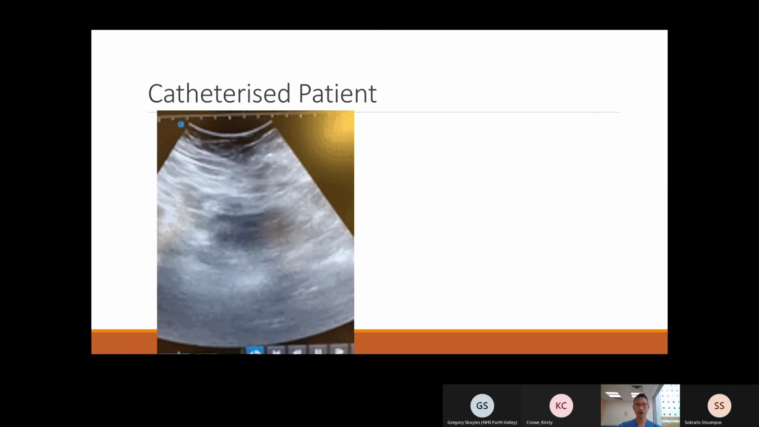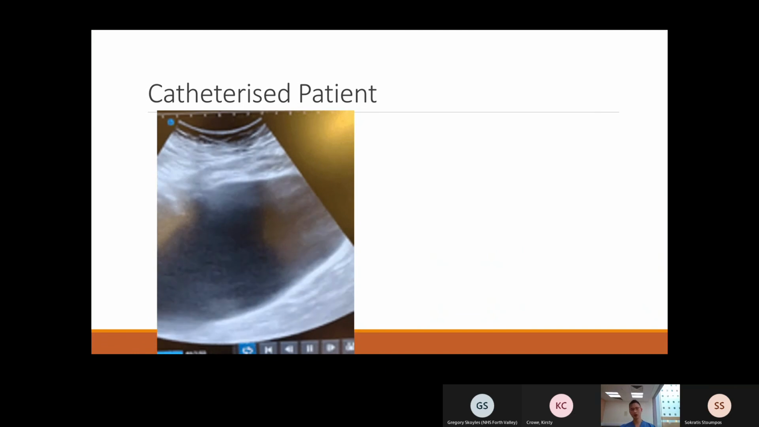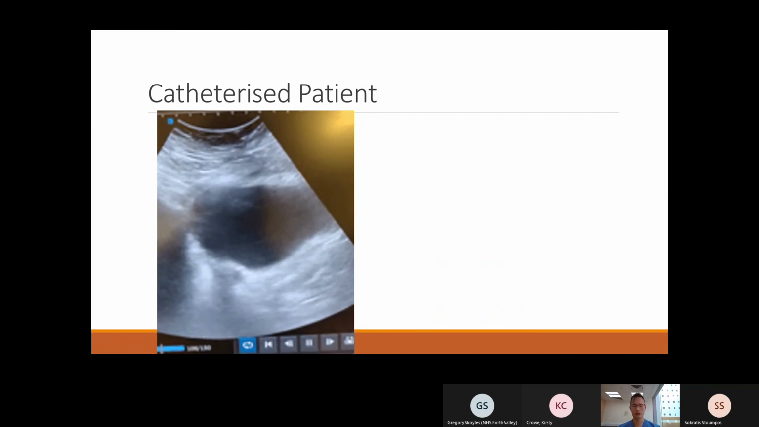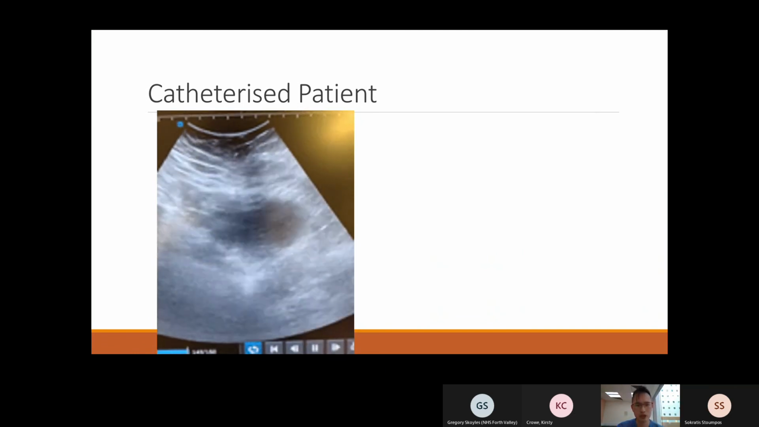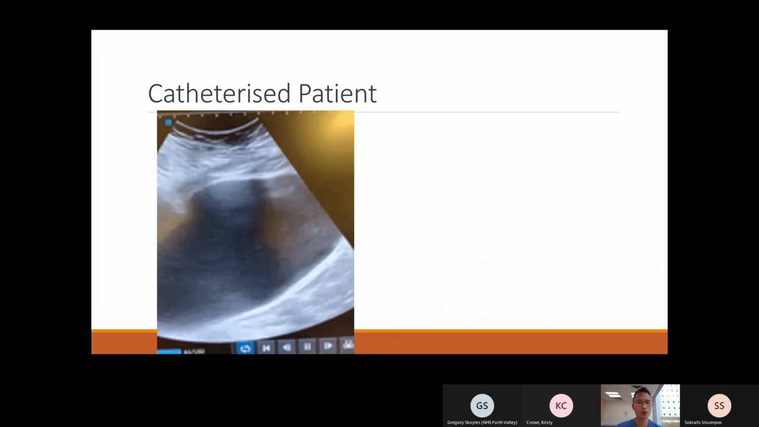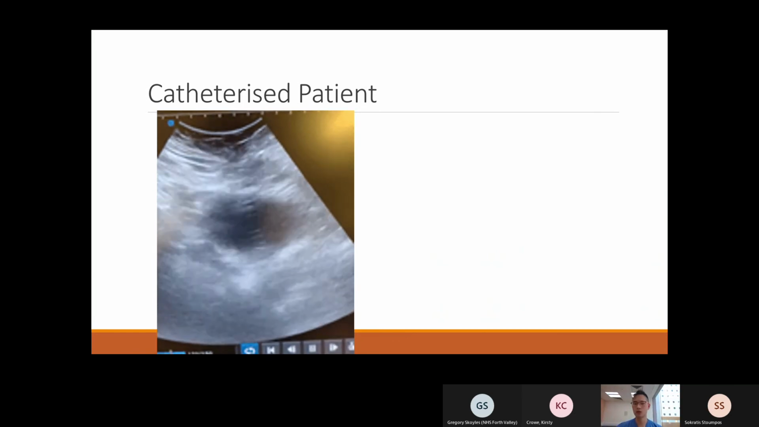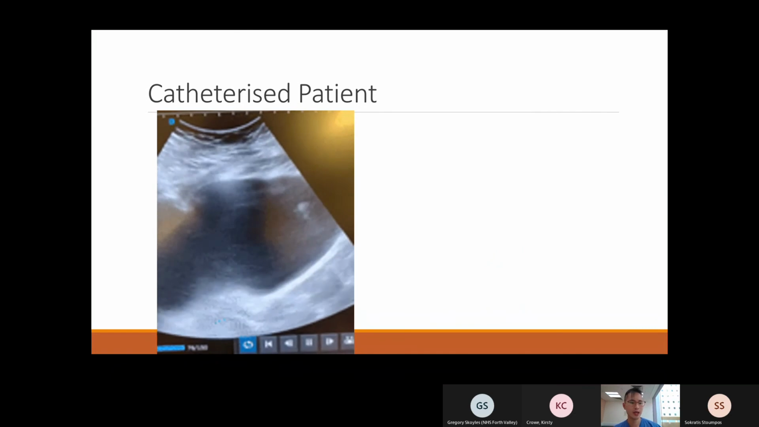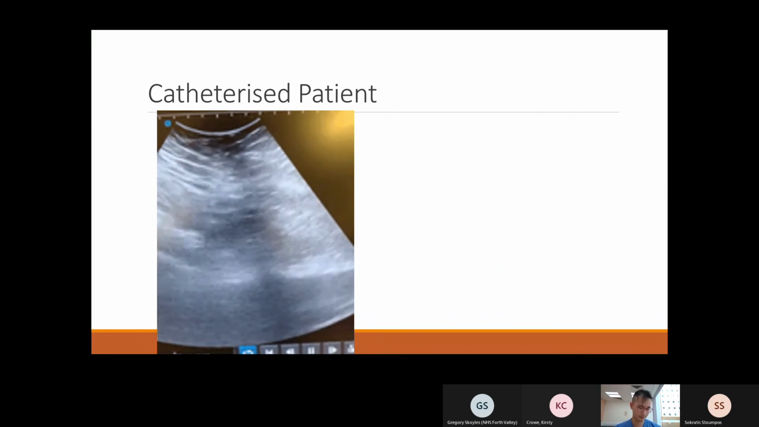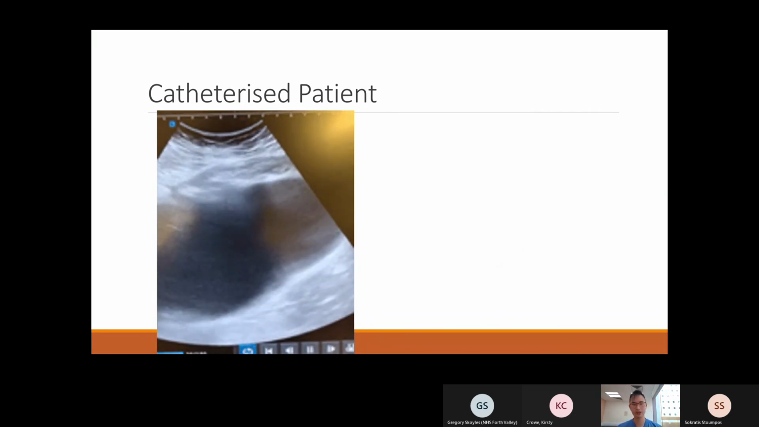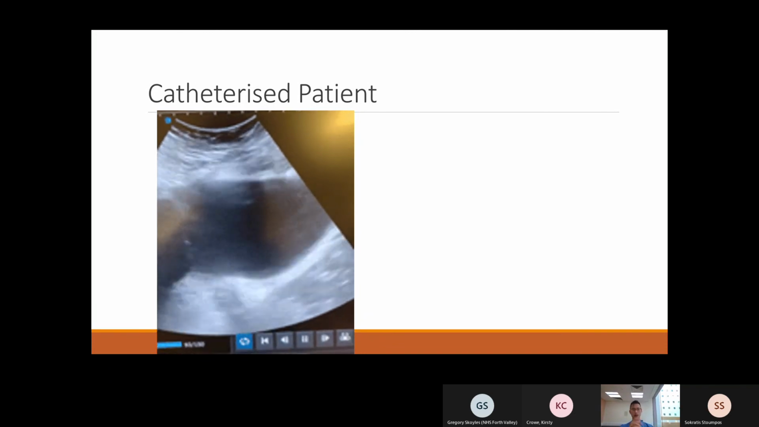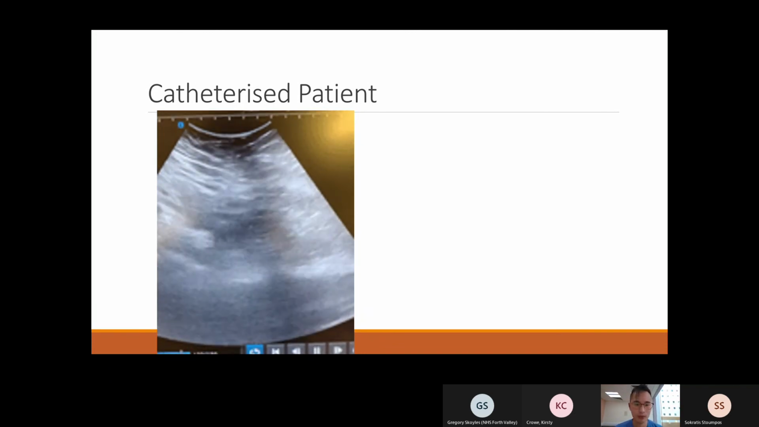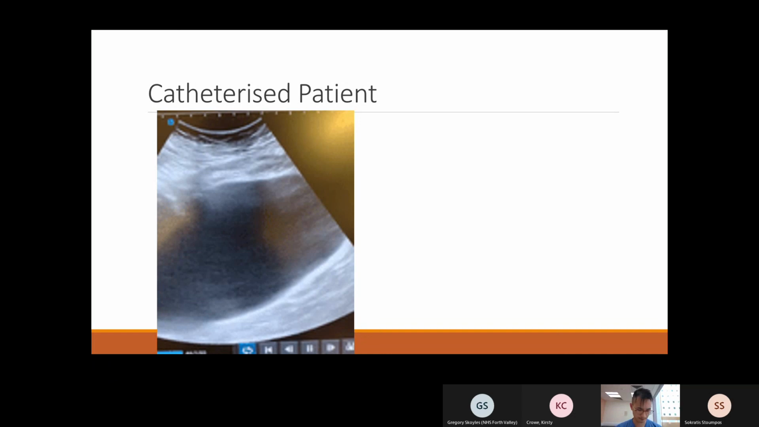So, audience participation. This is a patient from a few weeks ago who came into 4D. He was catheterized, but he had an AKI. So, can someone tell me about this picture? What's wrong with this picture?